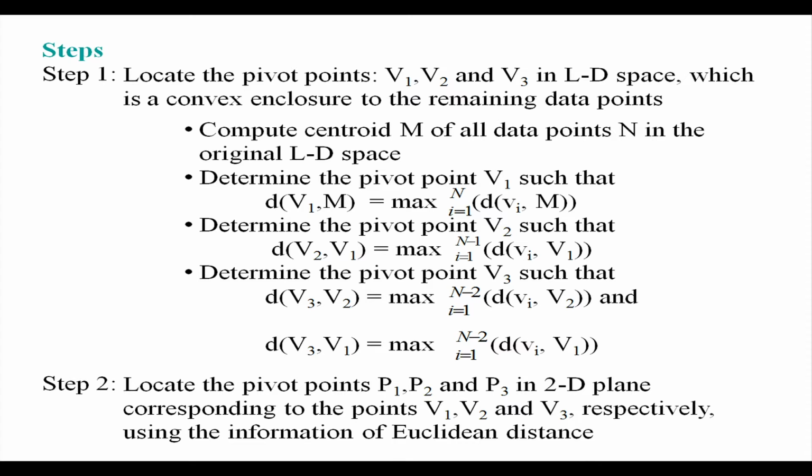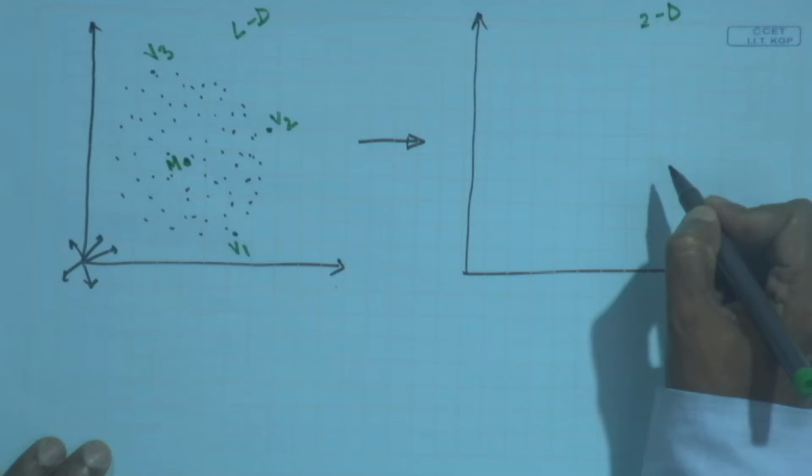Now, next is step 2. Locate the pivot points P1, P2, P3 in 2D plane corresponding to the points V1, V2 and V3 respectively. Now, this is in L dimension space and this is in 2D. In LD we have got the pivot points. Now, you will have to find out the pivot points in 2D plane.